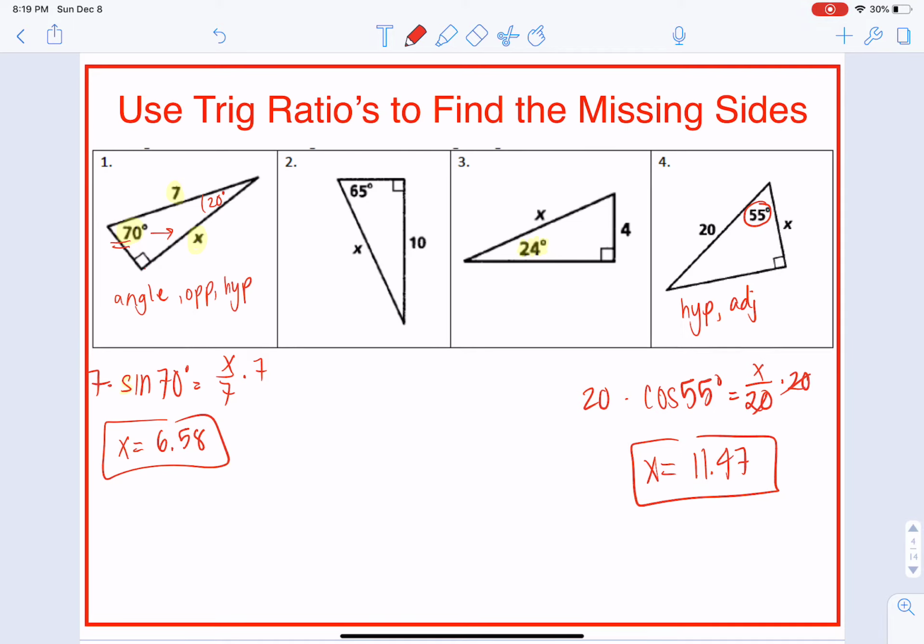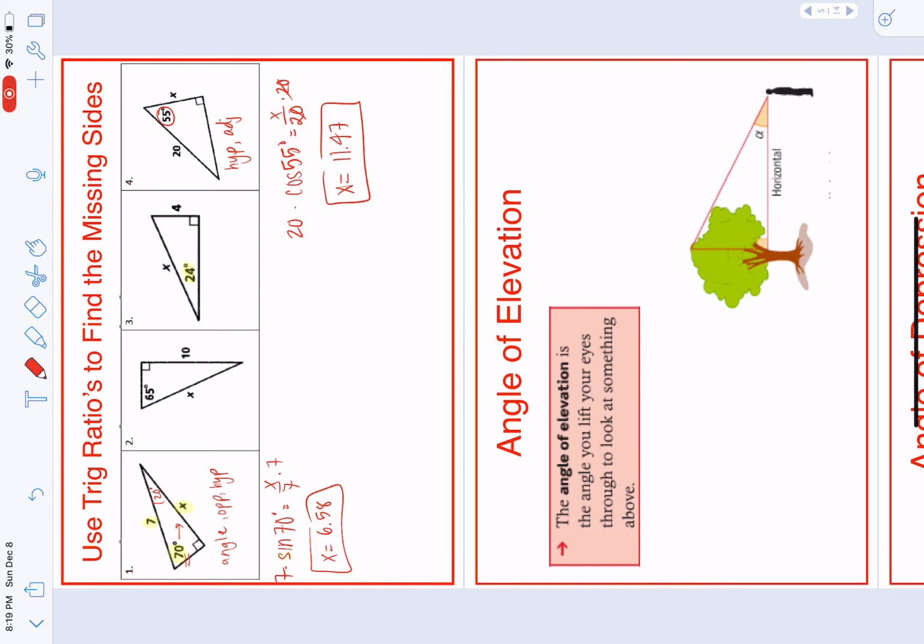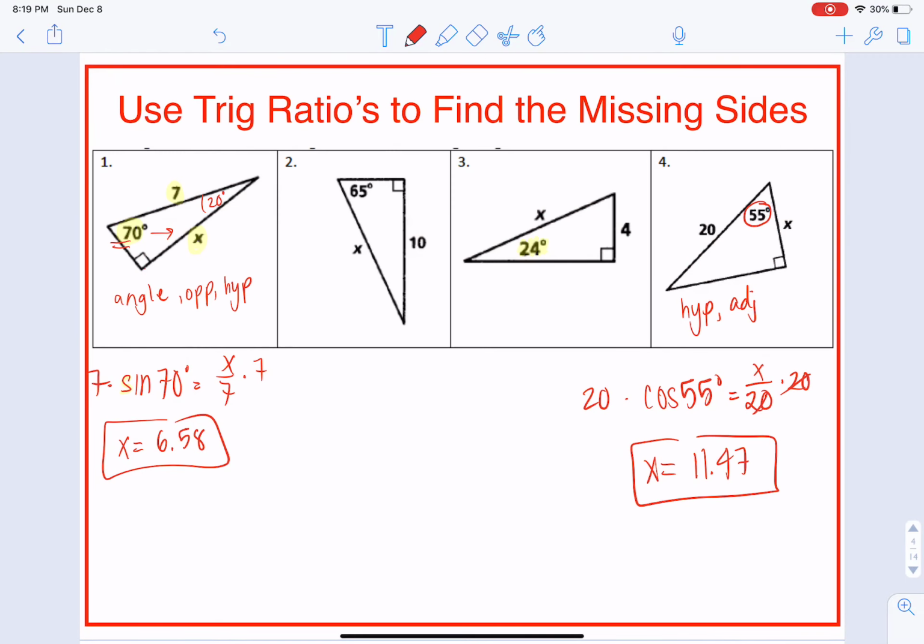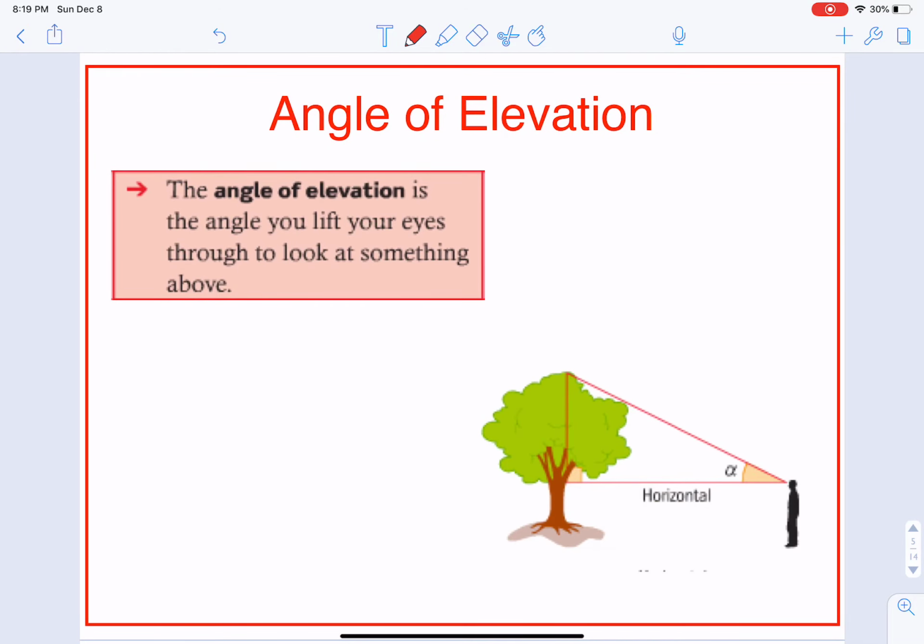So we can use trig ratios to find missing side lengths by solving for that missing variable. Whoops, let's come back and flip. Okay, so the other thing that we can do is solve some word problems when we're talking about trig functions here. Whenever we're using our SOHCAHTOA or our right triangle trig, it's often for problems that have to deal with angle of elevation and angle of depression.